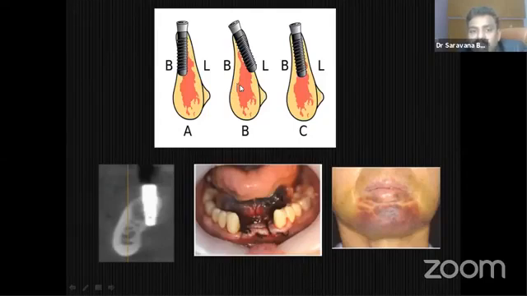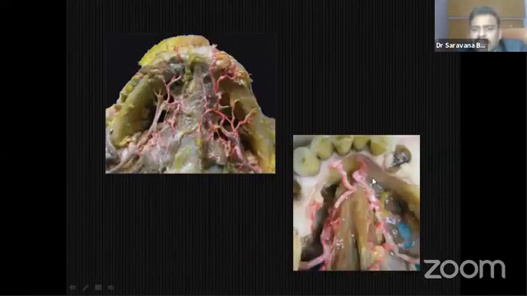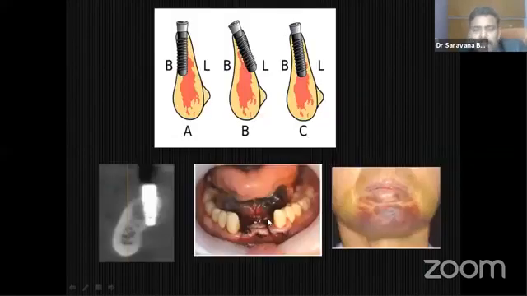The second picture is more difficult. If you go from the buccal to the lingual side and perforate the lingual cortical bone, sometimes you will end up in a complicated situation like a sublingual hematoma. In this area, there are a lot of important blood vessels. This is the anatomical picture of the sublingual vascular anastomosis. If you perforate this area, immediately there will be a huge hematoma in the sublingual region.